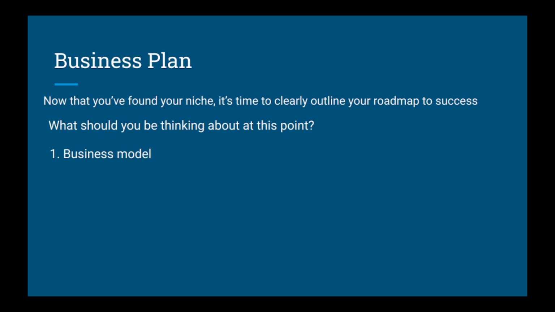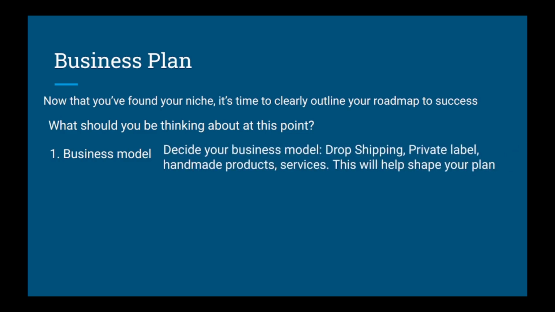The first thing is the business model. There are different types of business models. We have dropshipping, we have private label, we have handmade products and services. This helps shape your plan once you decide the kind of business you want to do.